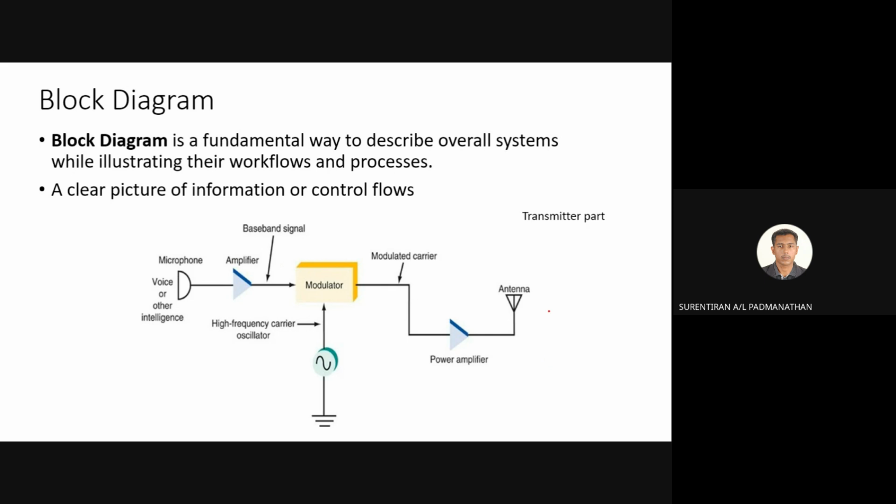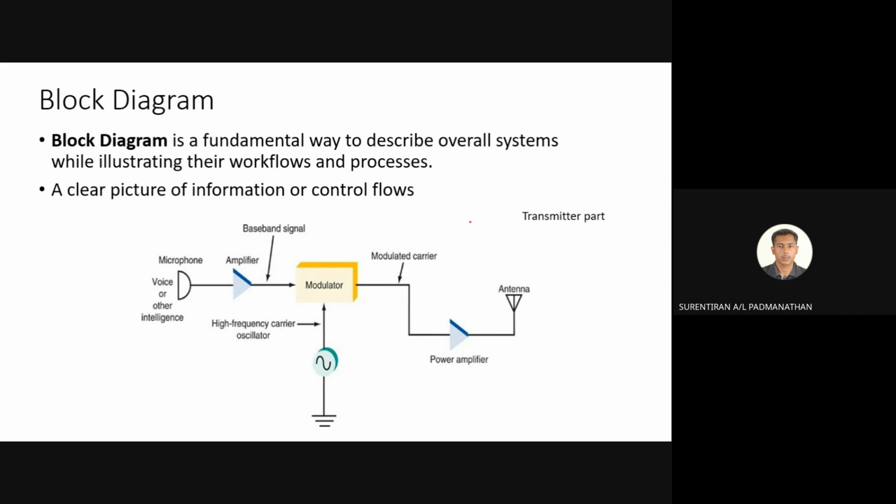Let's say, for example, this is the transmitter. In the transmitter, you have to make sure you have the amplifier. This is the baseband signal. You have the modulator, then the modulator carrier. This is the power amplifier. This is the antenna. You have to make sure everything is complete, so that it is logical.